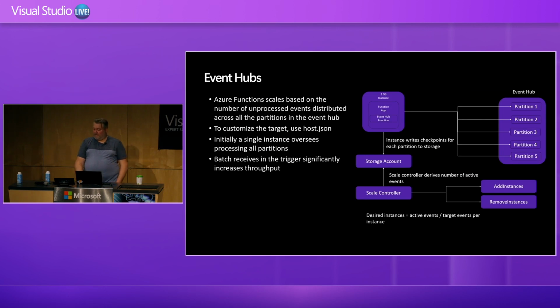So for Event Hubs, just to do a little deeper dive here, it scales based on the number of unprocessed events distributed across all the partitions, like I mentioned before. But you usually start with one instance of the app processing from all those partitions. So that instance creates leases or processors for each one of those partitions. But then eventually the platform decides that this app can't handle this anymore and I need to scale out. And it will then add or remove instances based on the number of active events still on those partitions, right?